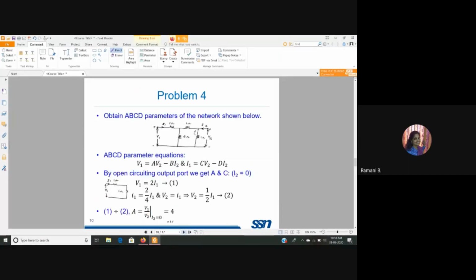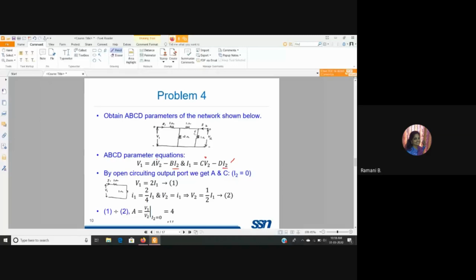Next, the fourth problem is to obtain the ABCD parameters of the given network. So here also I have given the equations of the ABCD parameters. This will be helpful in finding A, B, C and D. So here we know to find A and C, we should open circuit the output port, and to find B and D, we should short circuit the output port. Thereby V2 will become 0.